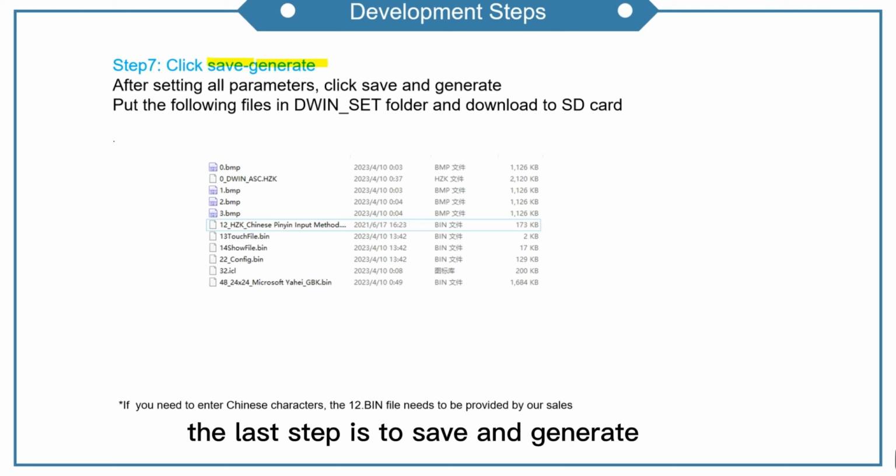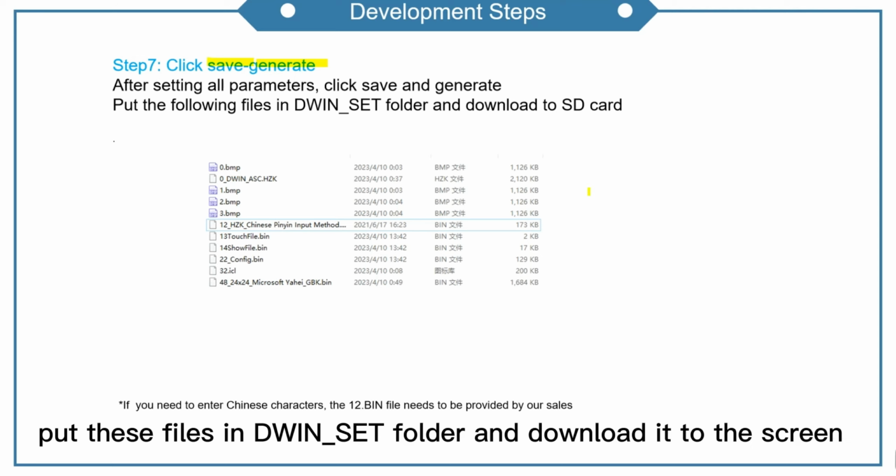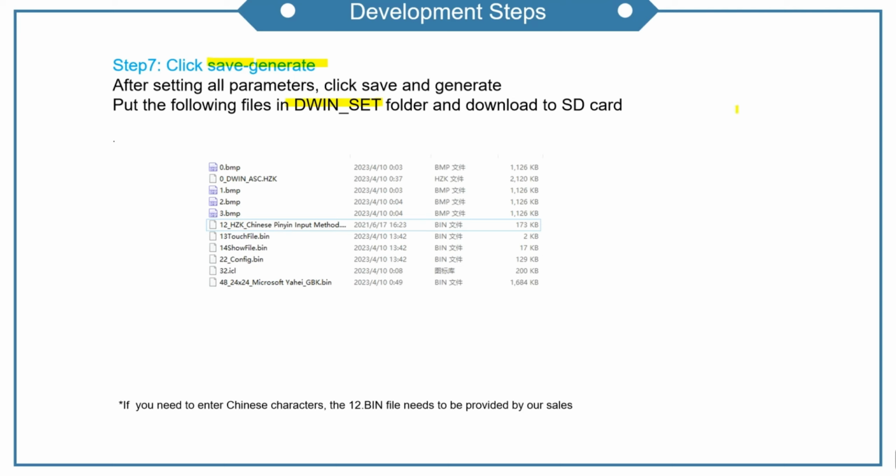The last step is to save and generate. Put these files in DWIN ACT folder and download it to the screen.